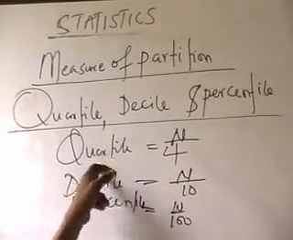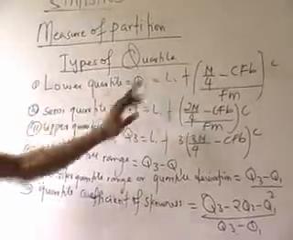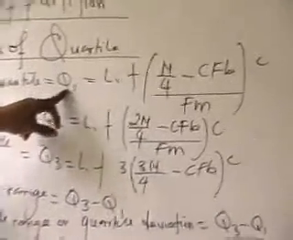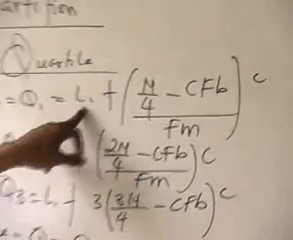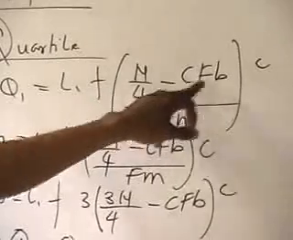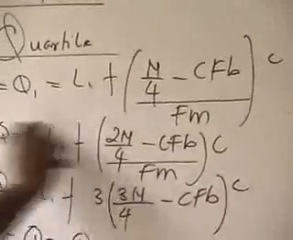So let us talk about quartile. We have different types of quartile. The first one is the lower quartile. Lower quartile is represented by Q1. Then the formula is L1 plus (N over 4 minus CFB) all over Fn, times C. So that is the formula for the lower quartile.